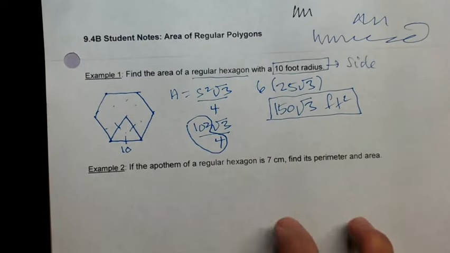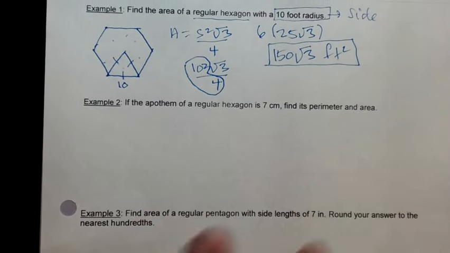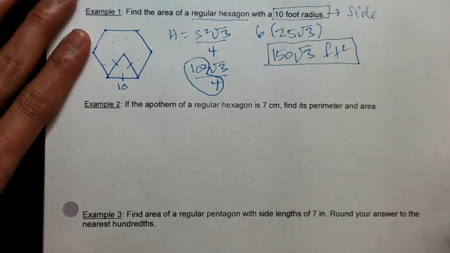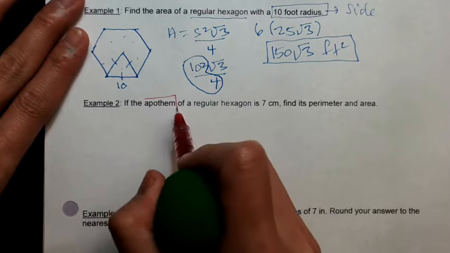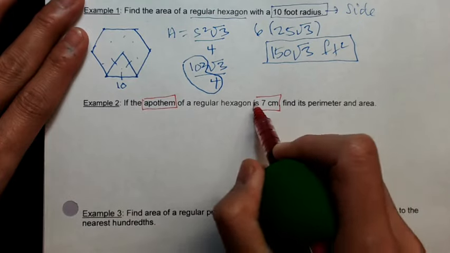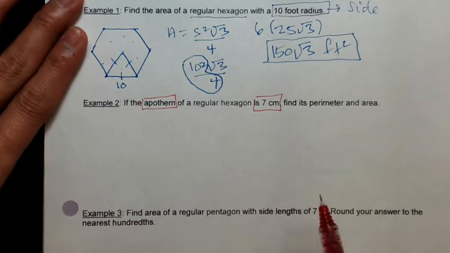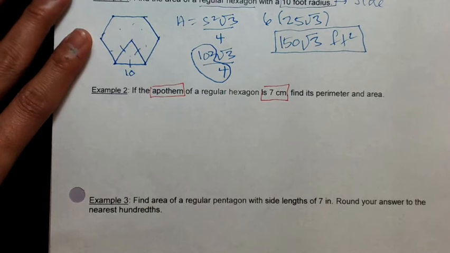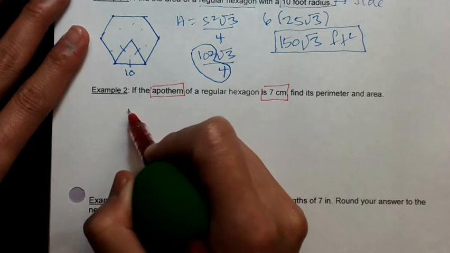That's okay. Okay, while we're waiting, Anna, let's read example number 2. If the apothem of a regular hexagon is 7 centimeters, find its perimeter and area. All right. If I am giving you the apothem, you cannot use side squared times root 3 over 4. So let's go ahead and draw our hexagon.